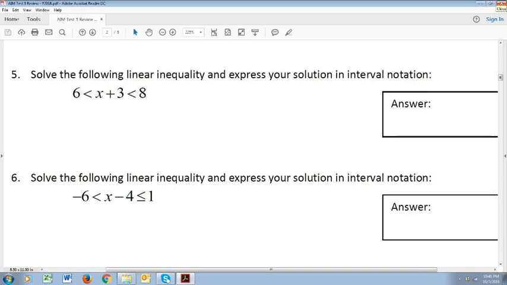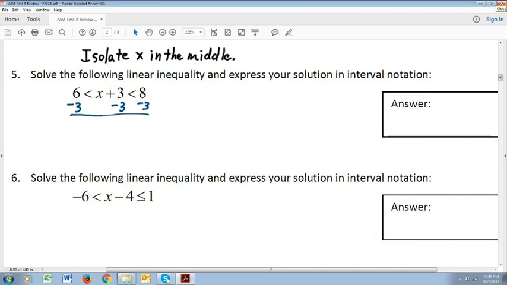Number 5. So with these, what we call compound inequalities, we learn that the goal is to isolate x in the middle. There's basically 3 parts: the left side, the middle, and the right side. So the goal is to get x by itself in the middle. On the first one here, we need to get rid of the plus 3. So let's subtract 3 from each of the 3 parts.